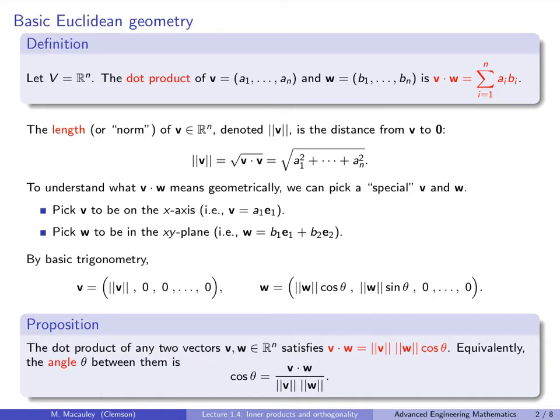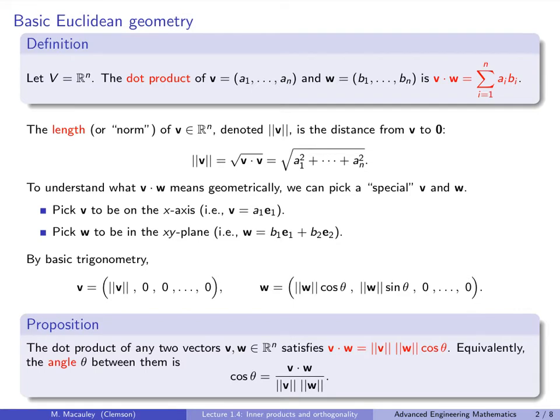Now I should clarify something that I said. I started with, above, a very special v and w. V was on the x-axis and w was in the xy plane. And then I jumped to say that this dot product formula holds for all vectors. But that shouldn't be too much of a stretch.